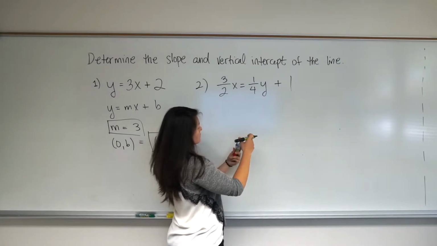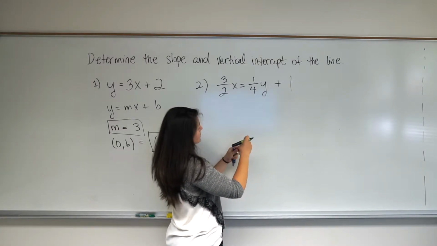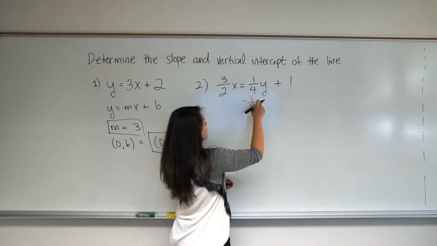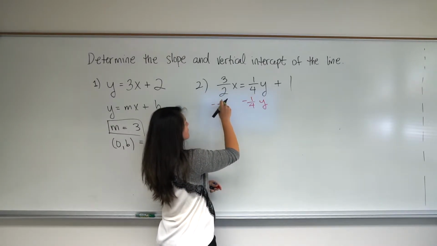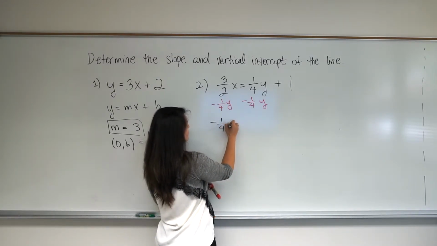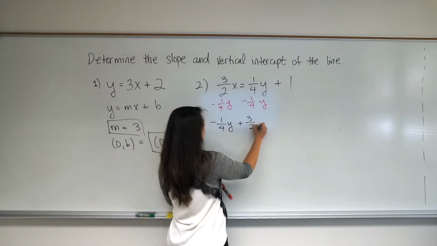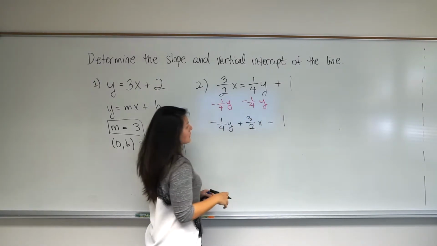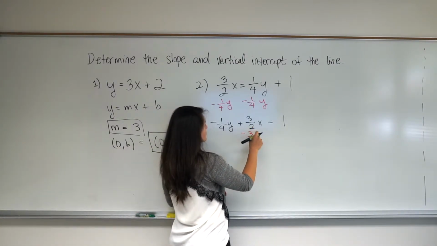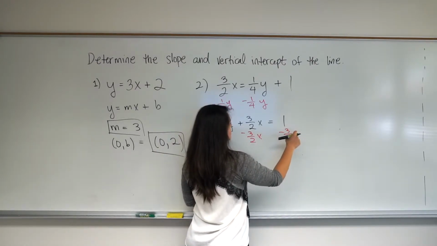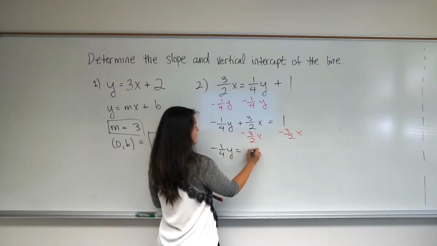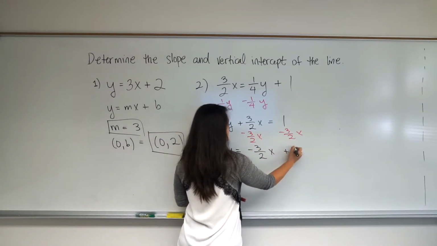So I'm going to go ahead and subtract. I'm going to move the y term to the left. So I'll subtract 1/4 y from both sides. So I get negative 1/4 y plus 3/2 x equals 1. And we'll move the term with x to the right side. We'll subtract 3/2 x from both sides. So we get negative 1/4 y equals negative 3/2 x plus 1.